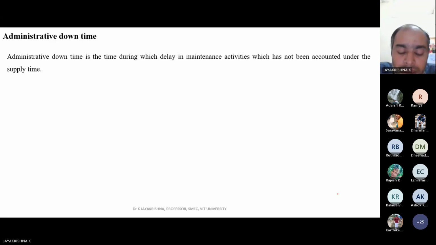administrative downtime. Again, I repeat, to carry out the maintenance activity, there are some maintenance equipments required. If this equipment is not arranged well in advance by the administrative people, because they may not be aware of this, or because of financial reasons or any other reasons, then the downtime that happens because of administrative reasons to carry out the maintenance, that is what we call administrative downtime.